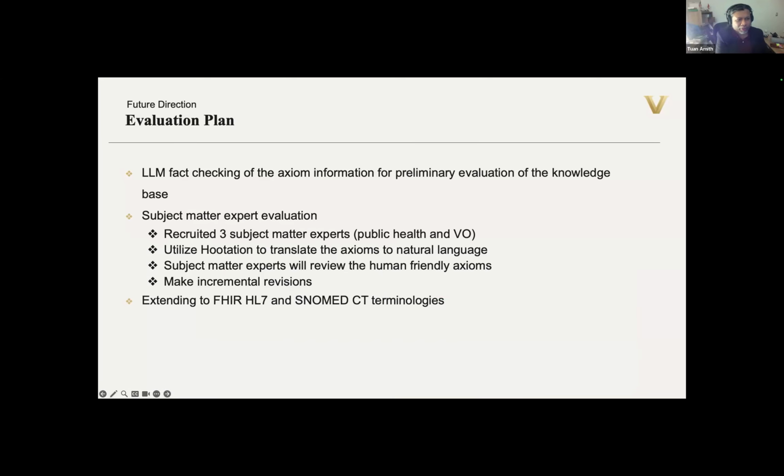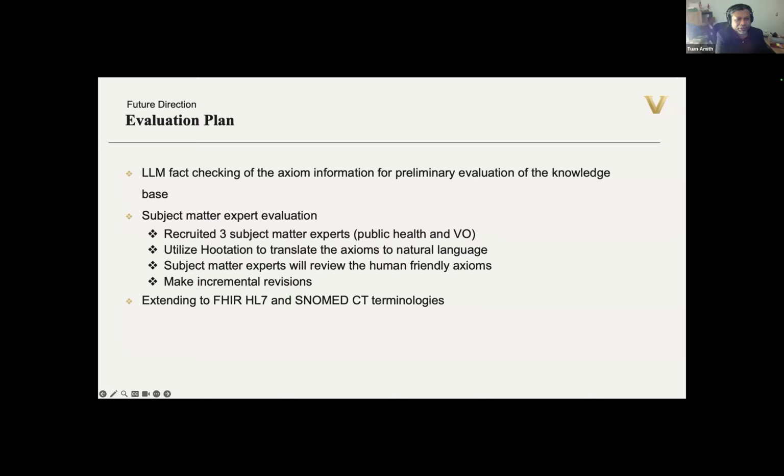But aside from the work related to that, which is going to be like a sequel, the next step related to Vic is evaluating the knowledge graph. We've recruited two or three subject matter experts in public health and VO. Essentially, we're going to be translating the axioms into natural language and have the subject matter experts evaluate the veracity of the knowledge graph, and then we'll make final revisions for the final paper, and then maybe in the future look into the possibility of integrating FHIR HL7 terminologies as well as SNOMED CT terminologies.